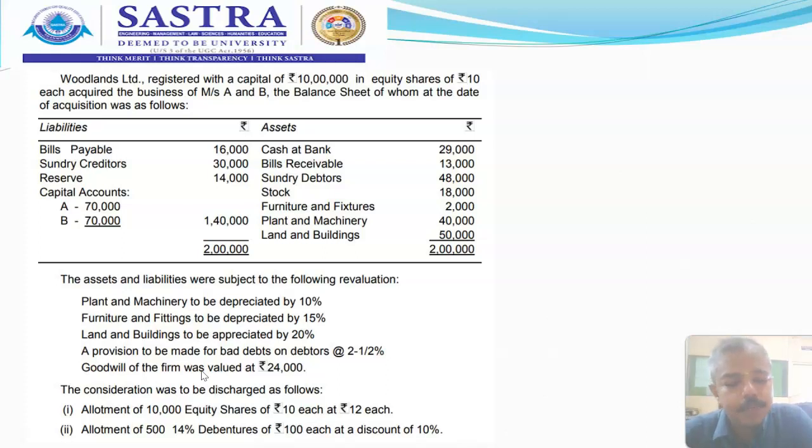So this is another important area. Last class we have seen the format of journal entries. Now we need to pass the journal entries as well, and we need to prepare the opening balance sheet of the acquisition company.